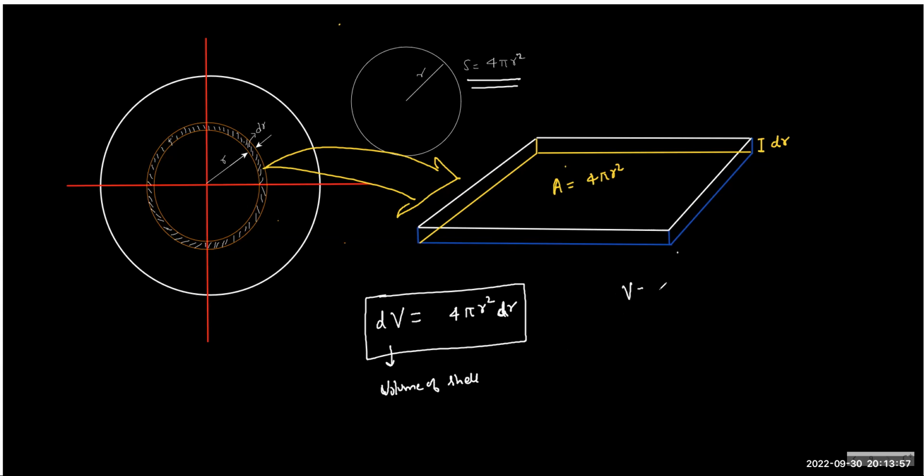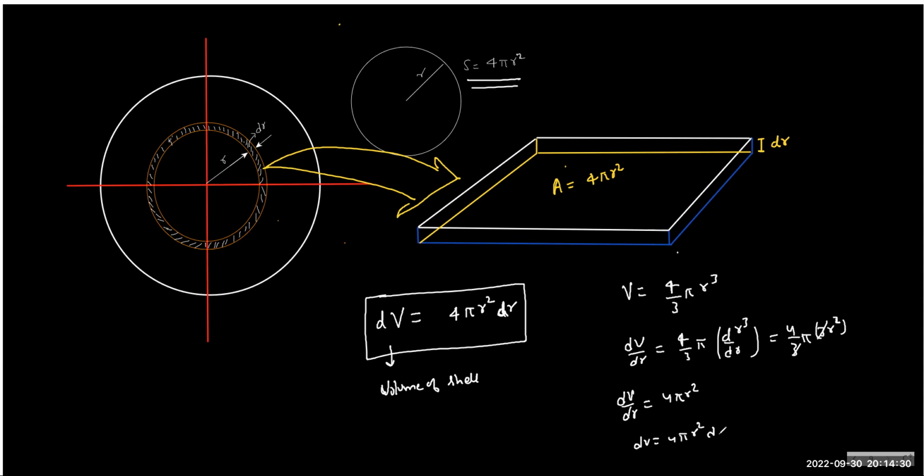There are many ways you can derive it. If you use the formula 4 by 3 pi r cube, the volume formula, and differentiate with respect to r, you get 4 by 3 pi. And what is d by dr of r cube? 3r square. The 3 gets cancelled. So dV by dr is always 4 pi r square. Therefore, dV we can write as 4 pi r square dr. Okay, this is method 2 of getting it. This is the direct answer. Then I'll show you the third method.